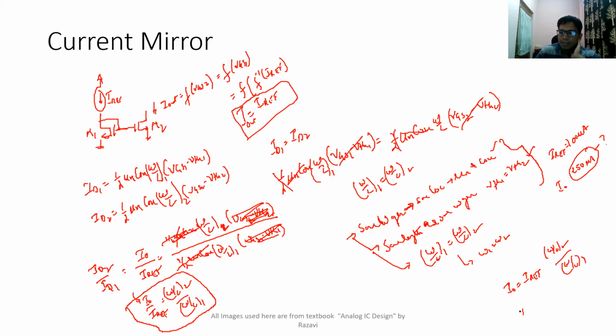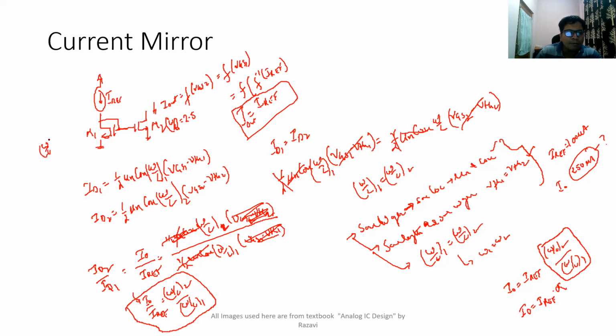So this equation I can write as I naught is equal to I ref into some alpha, where alpha is simply the ratio of W by L of the second transistor to W by L of the first transistor. So if I want 250 microamperes, but my golden reference is just 100 microamperes, then I can choose W by L of the second transistor to be equal to 2.5 times W by L of the first transistor.